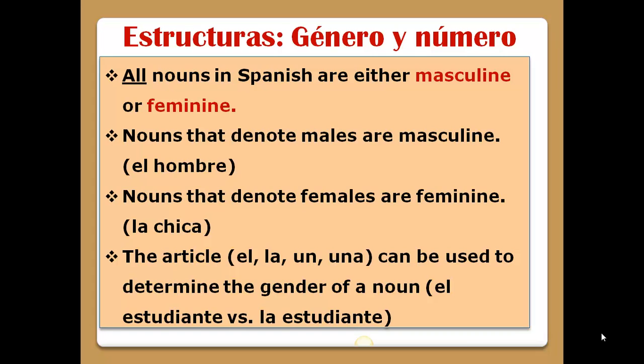Articles, definite articles and indefinite articles. El and la are the definite articles, they mean the. Un and una are indefinite articles, they mean a or an. The article can be used to determine the gender of a noun. So, el estudiante versus la estudiante, both of these mean student, but we can tell from the definite article, el, that this is talking about a male student, and la estudiante, we know, is a female student.